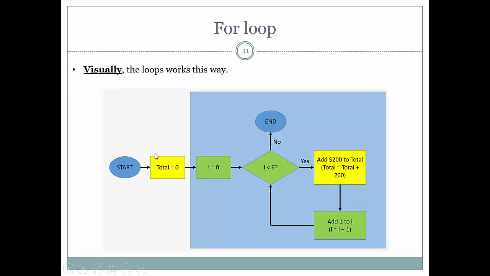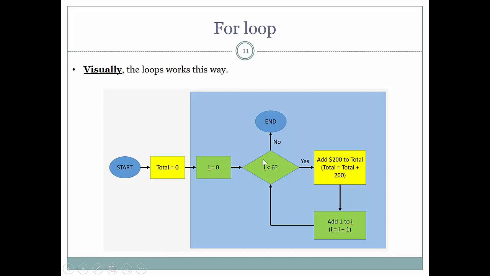1200. So visually, the loop runs this way. We start, or initialize, the total to be 0. This is what he has earned so far. If he hasn't worked yet, he hasn't earned any money, therefore total is 0. When total is 0, I is also 0.